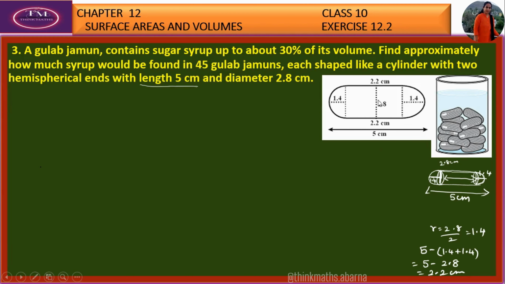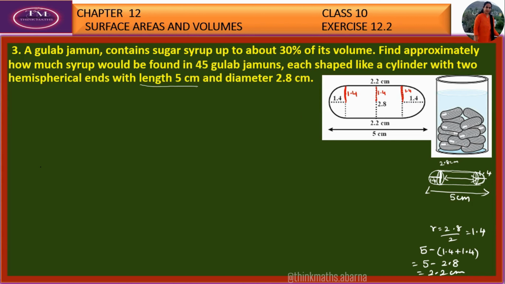Let us do this clearly. So this is the shape of the gulab jamun with a cylinder at the center and two hemispheres at the ends. It is given that total length is 5 centimeter and diameter is 2.8 centimeter. So this will be the radius. Radius will be 1.4, and this is also the radius of the hemisphere. So the radius is 1.4 for the hemisphere as well as the cylinder.